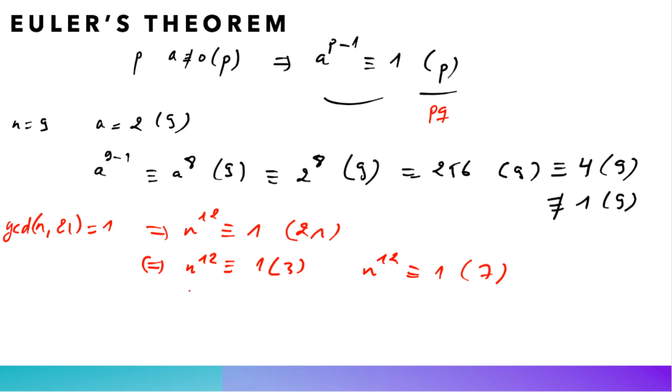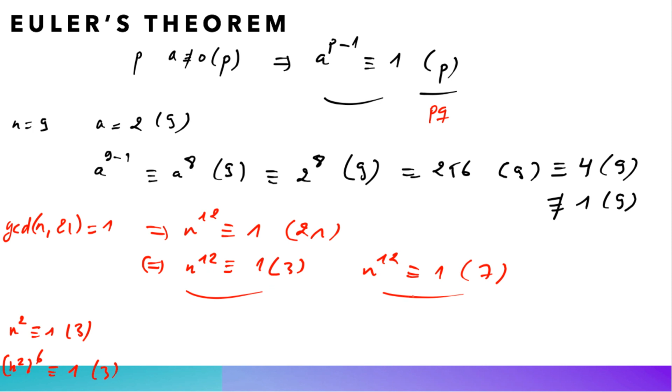Now, we can show this very easily using Fermat's little theorem. Indeed, we know by Fermat's little theorem that n squared will be congruent to 1 modulo 3, and this is because n cannot be congruent to 0 modulo 3, because the GCD of n and 21 is equal to 1, so 3 cannot divide n. From this, we get that n squared to the power 6 is congruent to 1 to the power 6, which is 1 modulo 3, and we get that n to the power 12 is congruent to 1 modulo 3.